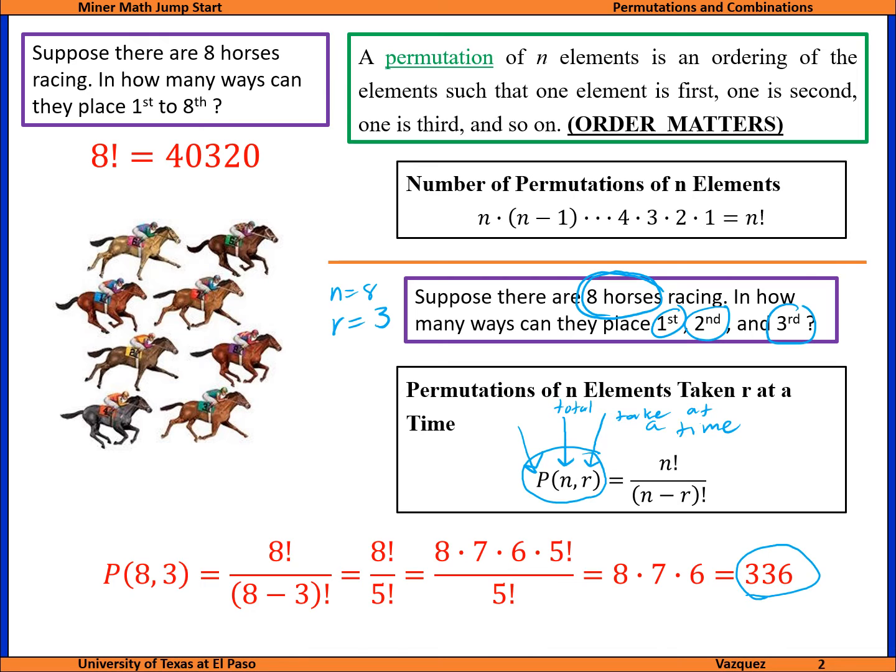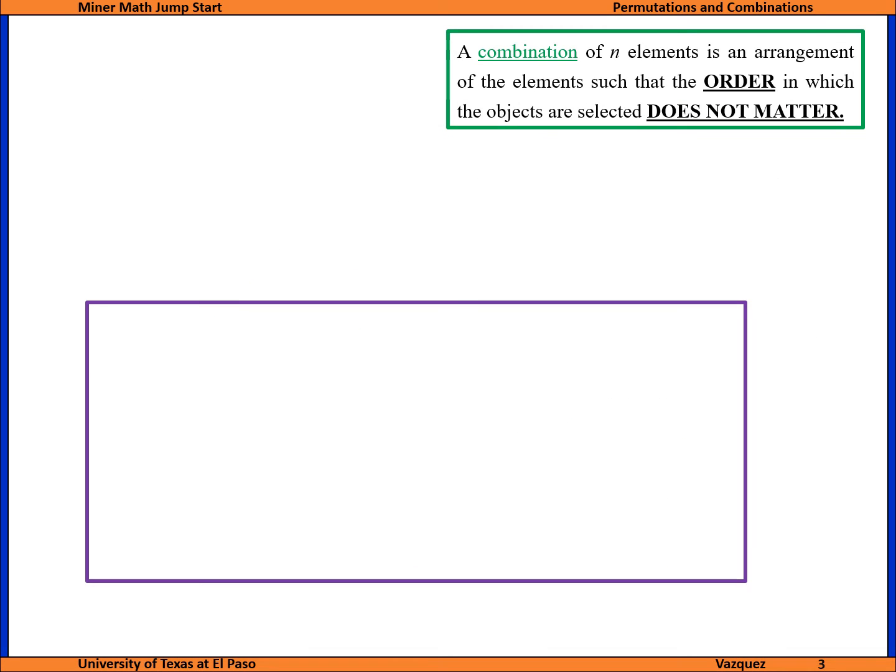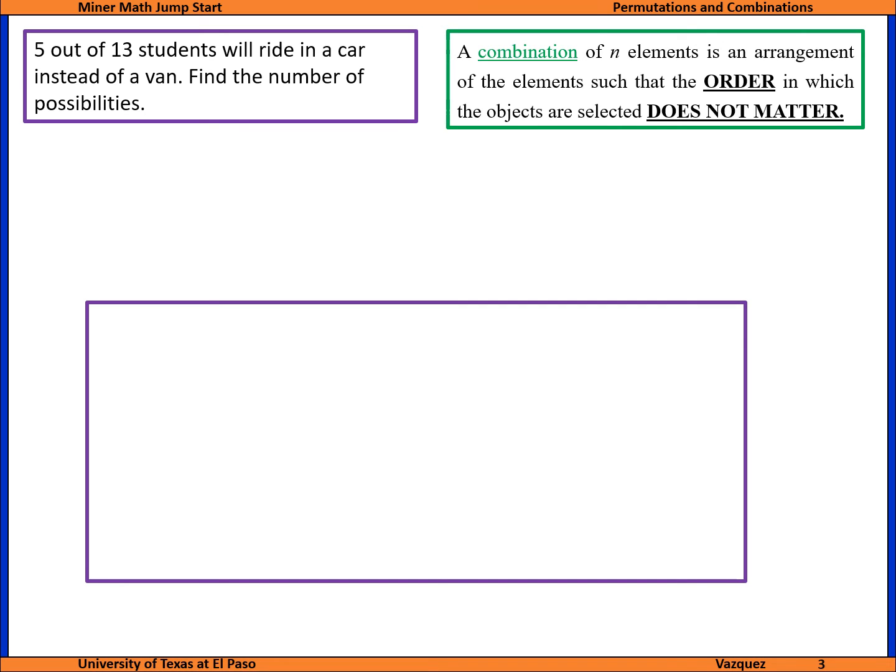That is for permutations. Now, once again, I need to stress this. Order matters with permutation. That's a big thing. Order matters. Now there's something else known as combinations. A combination of n elements is an arrangement where order does not matter. So what would something like that look like? For example, 5 out of 13 students will ride in a car instead of in a van. So if you had 13 students, how do you choose 5 of those?